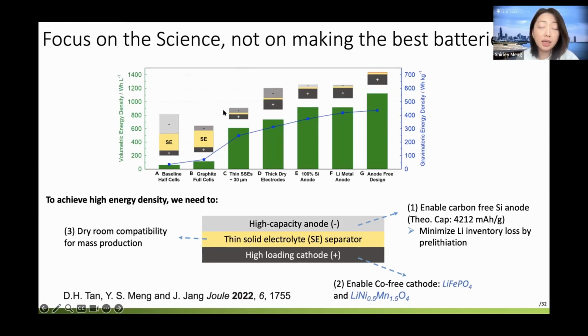However, in terms of the architecture for high energy density solid state batteries, the first major jump in energy density comes from the thinning of the solid electrolyte. Today, many research groups and the industry can make 30 micrometer thick thin solid electrolytes. Another important technology or engineering advancement is the enabling of more than 100 micrometer thick electrodes, so extremely high loading on the cathode side.